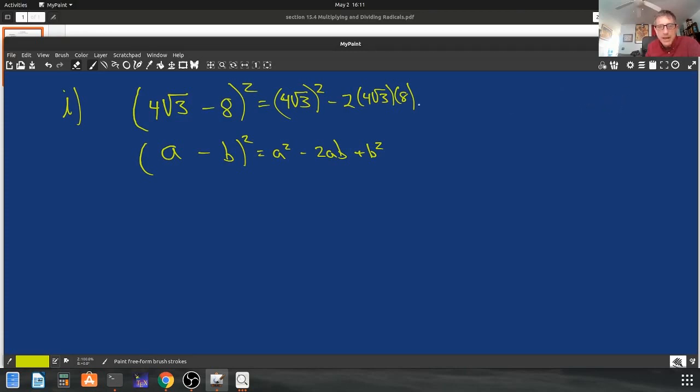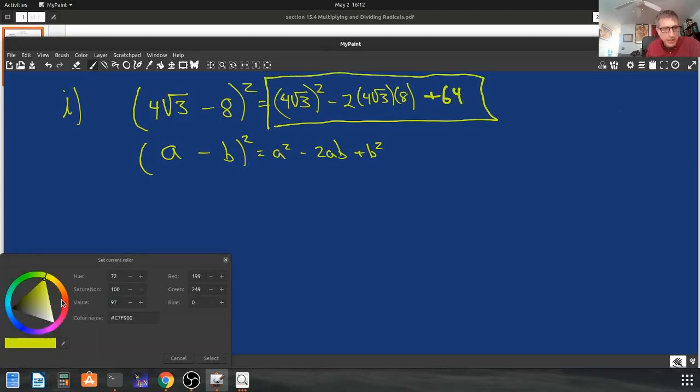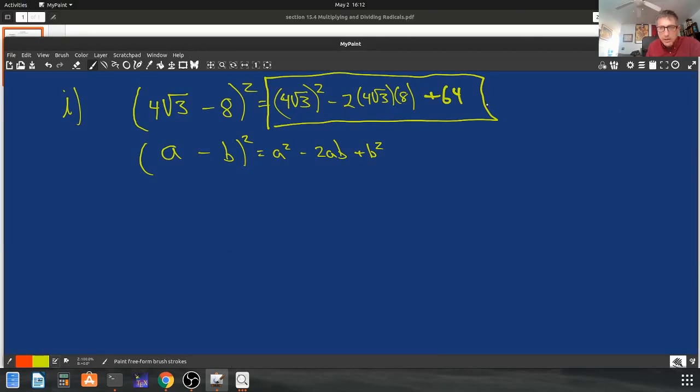And then I have plus b squared, and I'm going to go ahead and square that. 8 squared is 64. So we have to look at this right here, and we have to simplify it. So let's simplify it down here. I'll just come right down here and look at it.